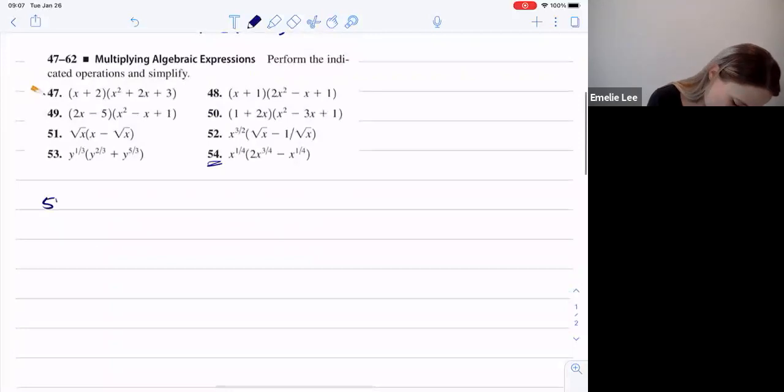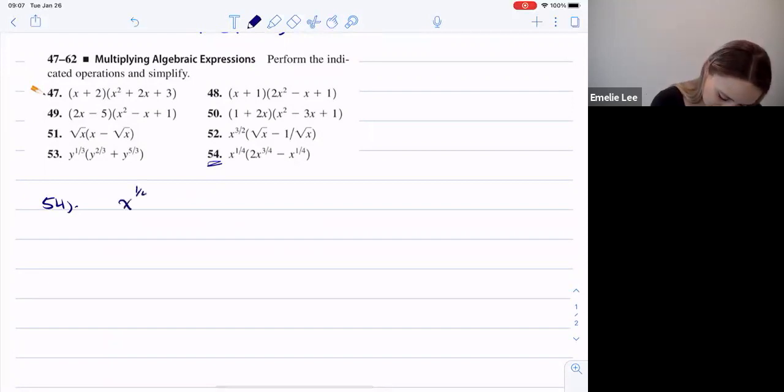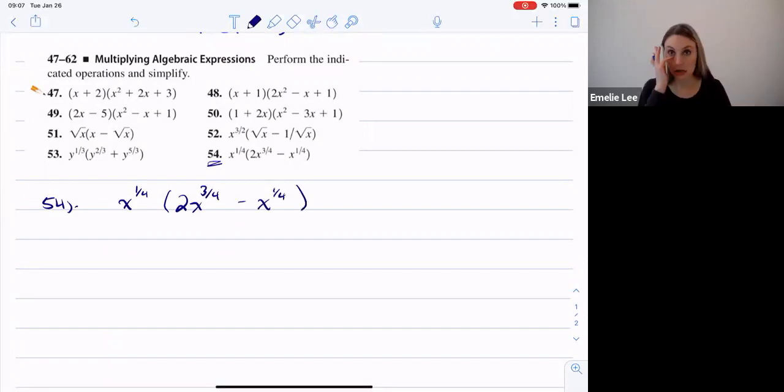So 54, we want to multiply x to the 1 over 4 times 2 times x to the 3 over 4 minus x to the 1 over 4. A couple of things we need to remember here: how do we multiply variables, right? How do we deal with exponents? And then also we've got these fractions that we need to deal with. So we need to remember a couple of things before we head in here.